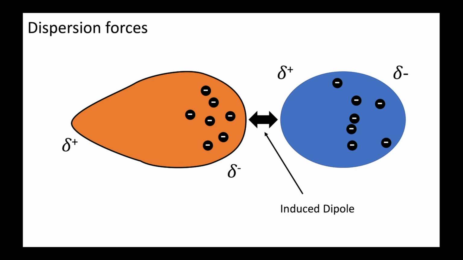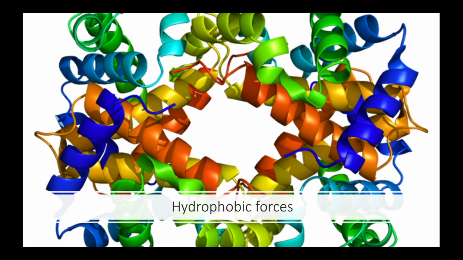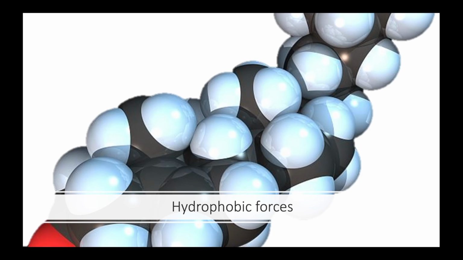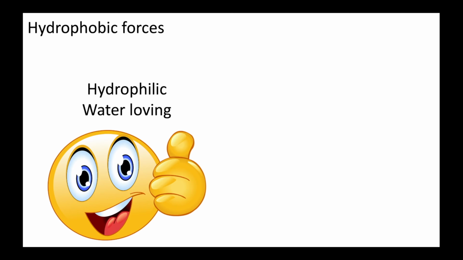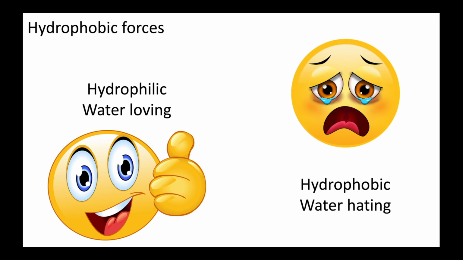The next type of bond is a hydrophobic force. These are most prevalent in proteins and lipids, and we will discuss in more detail the structure of these biomolecules in future videos. But essentially, within complex biomolecules, there can be areas that like water and areas that dislike water. The areas that like water are called hydrophilic regions. Those areas that dislike water are called hydrophobic regions. And these hydrophobic forces are important in helping shape the molecule.